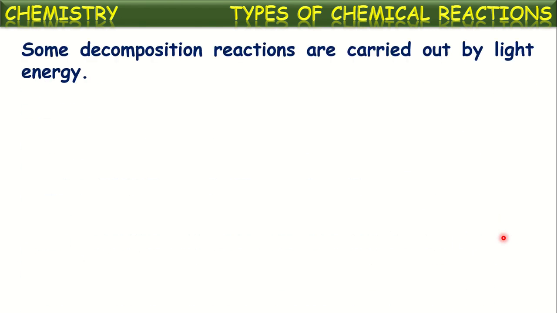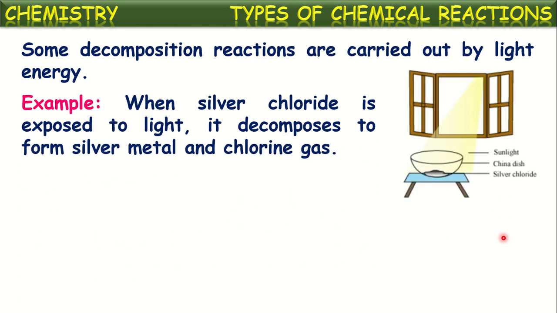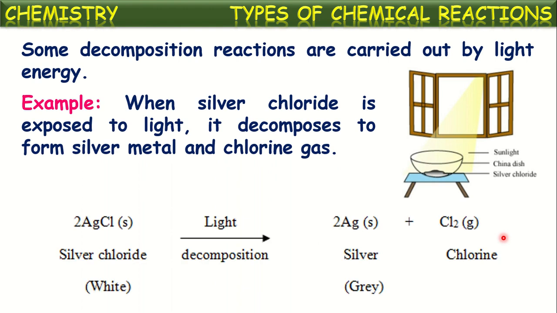And some decomposition reactions are carried out by light energy also. For example, when silver chloride is exposed to light, it decomposes to silver metal and chlorine gas. So what's happening here? A compound splitting into two simpler substances. So it is a decomposition reaction. And this decomposition is occurring in the presence of light energy. Okay, these are called photo reactions.